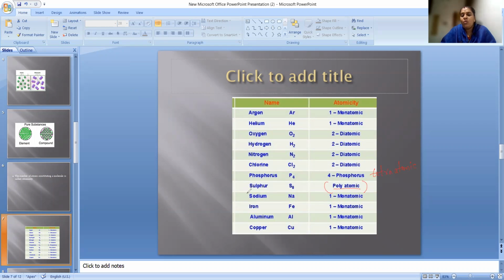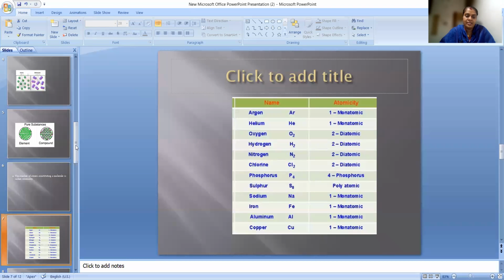And all the metals we will be representing as monoatomic only. We cannot represent sodium as Na2. Always we will be representing the metal as Na, iron, Fe, aluminium, Al, copper, Cu. So all the metals will be represented as monoatomic only. So this is atomicity, very simple. You take the molecule and look at the number of atoms present inside that. That is its atomicity.